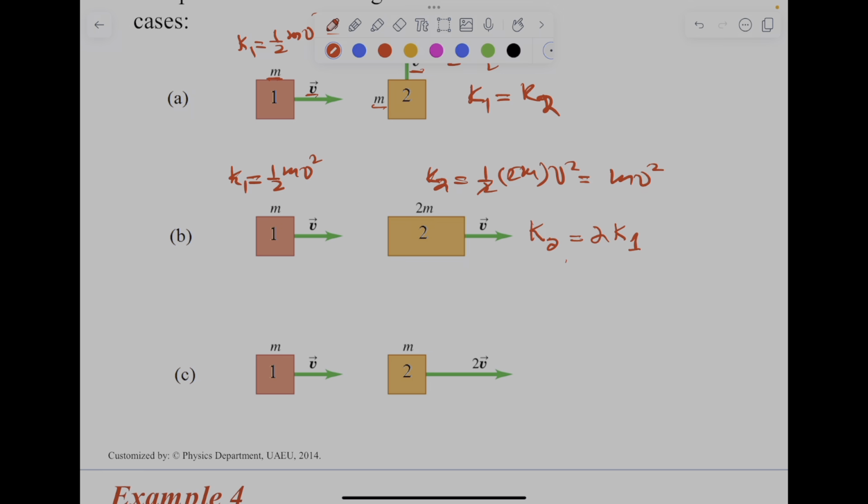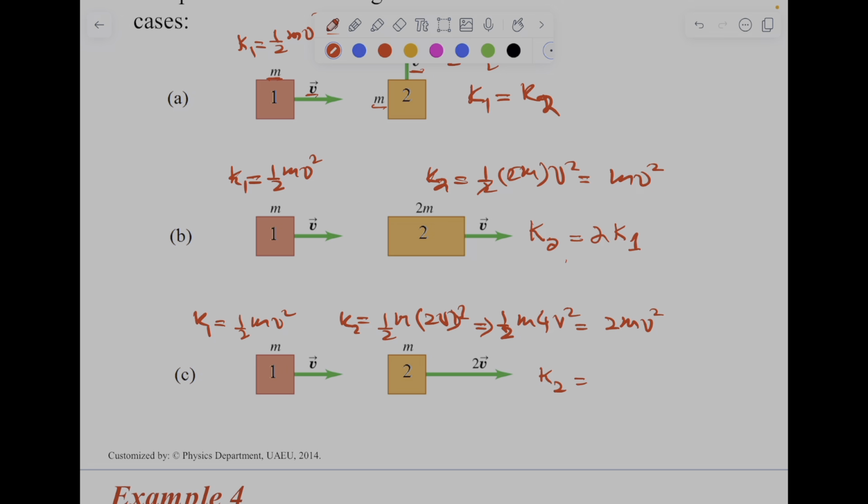Now for this the kinetic energy K1 is 1/2 mv squared, and for this 1/2 m, and v is 2v squared, which is 1/2 m 4v squared. So we get 2 mv squared. So the kinetic energy of this is 4 times the kinetic energy of 1. This is the 4 times.